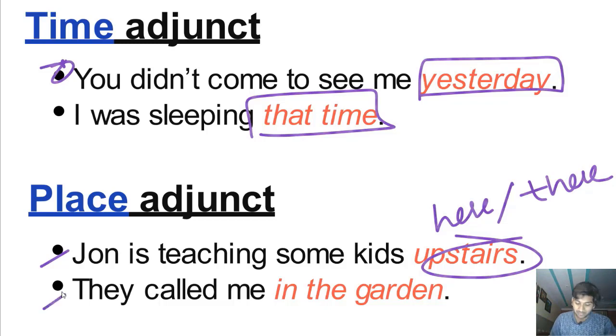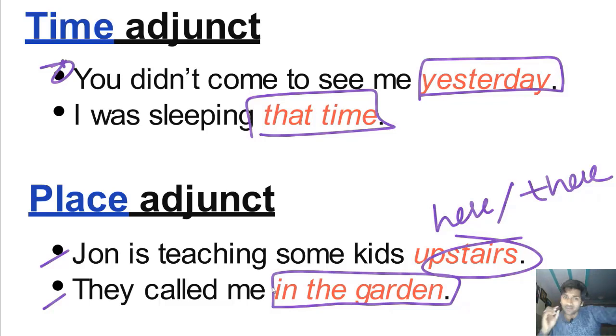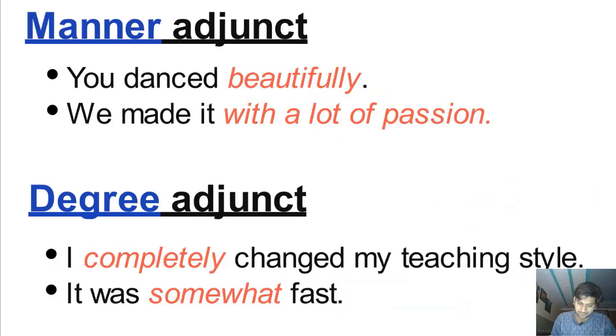Second example. They called me in the garden. They called me. Where did they call me? Place of the action. In the garden. So it's an adverb of place. It's a phrase, right? Can it be a clause? Yes, it can be. They call me where we always play. They follow me everywhere I go. They follow me where? Everywhere I go. All right. So place adjunct.